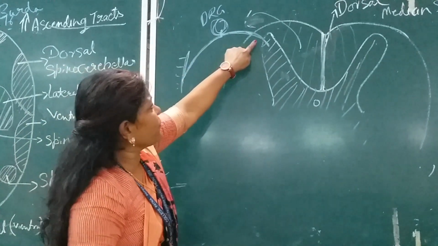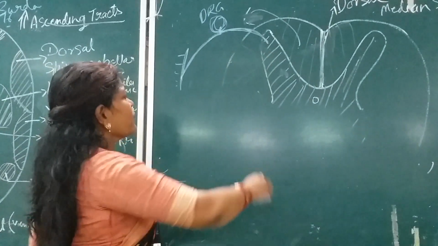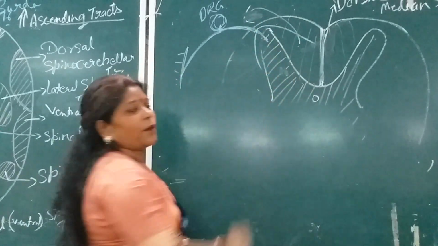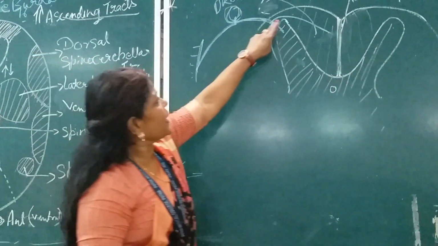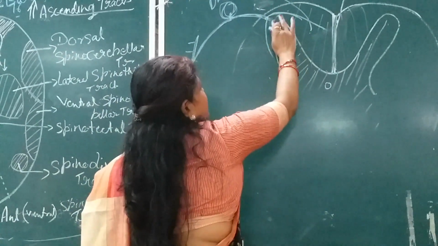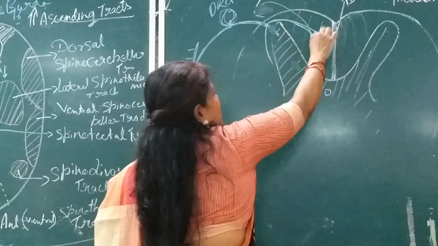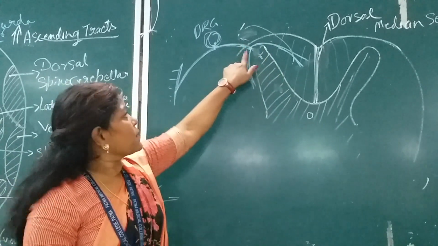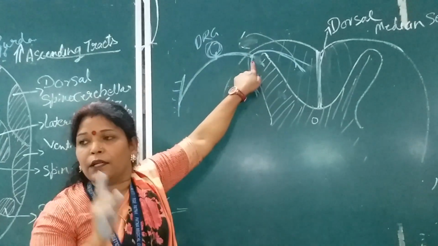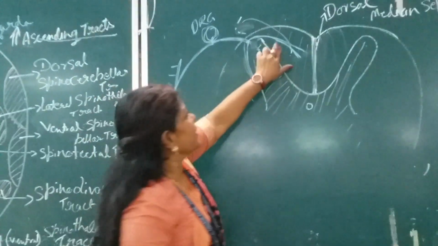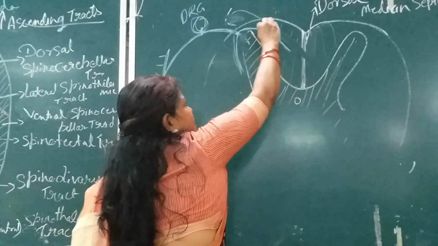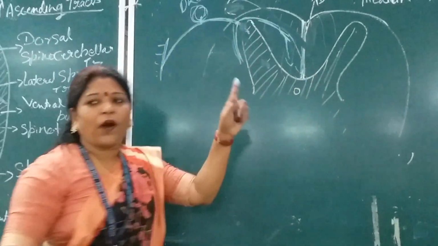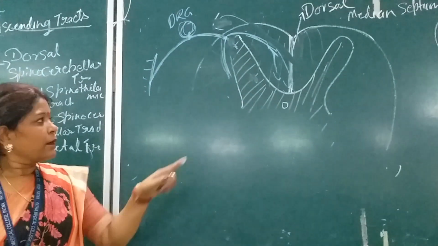Before synapsing here, it gives what? A medial as well as the lateral branches. So the medial branches as well as the lateral branches. This medial division of this central process of the dorsal nerve root descends downwards. It descends downwards for 1, 2, 3 segments below. Do you remember?